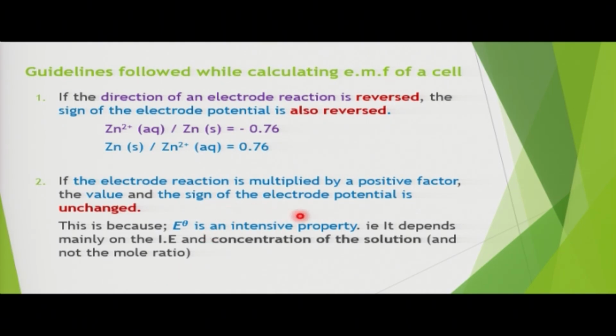Next, if you multiply by any factor, the potential does not change. We are going to see that in our practice question. It's because the potential of a half cell depends on the concentration of the solution and the ionization energies. It is an intensive property. It does not depend on the stoichiometry or how the equation is balanced. We are going to be applying these guidelines.